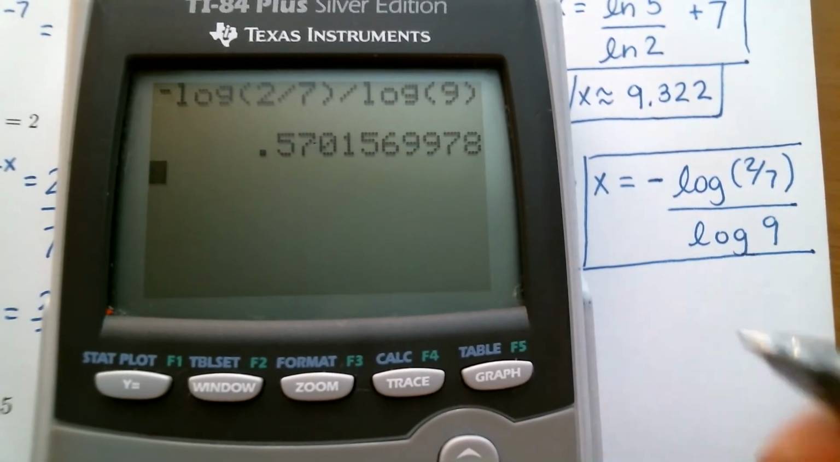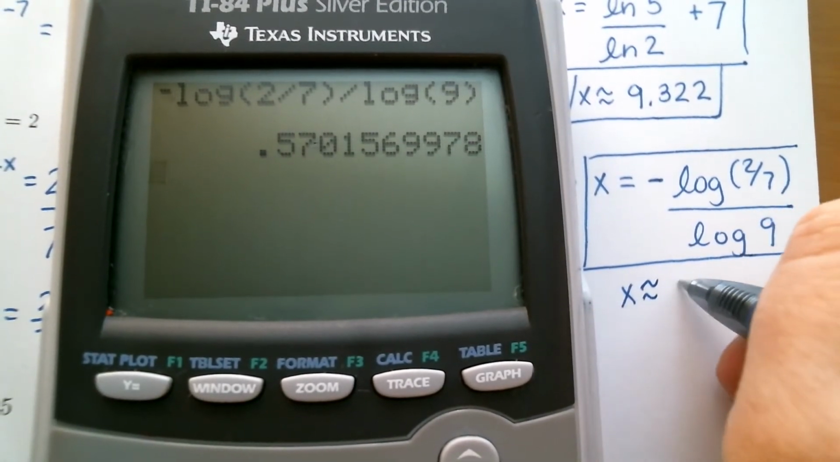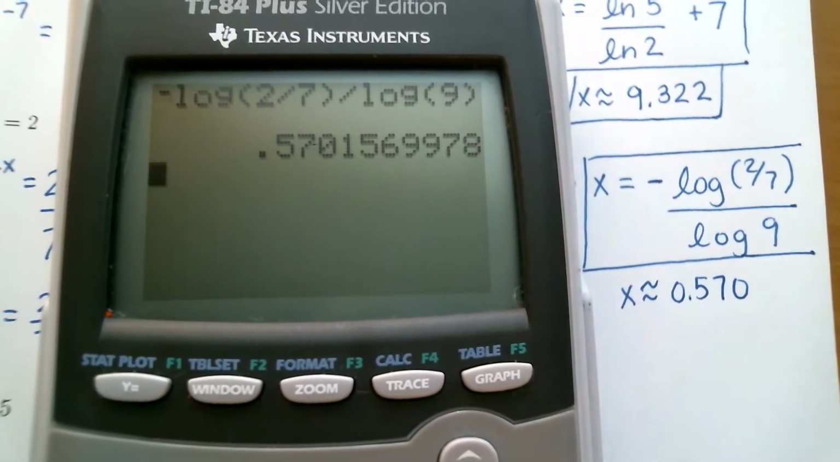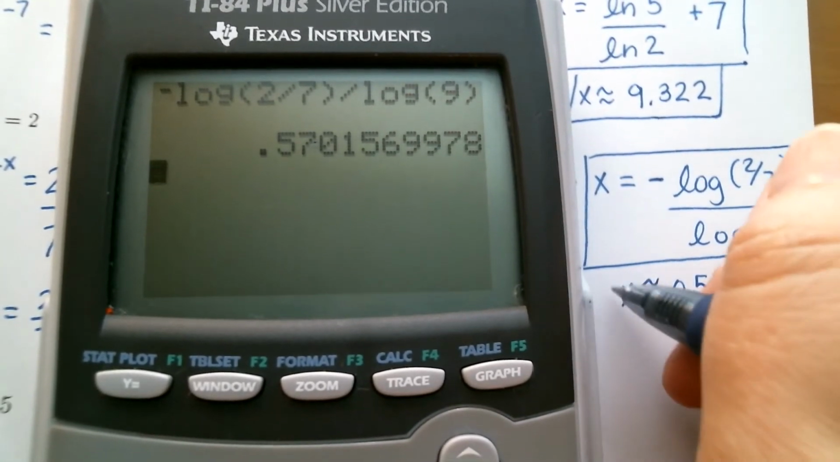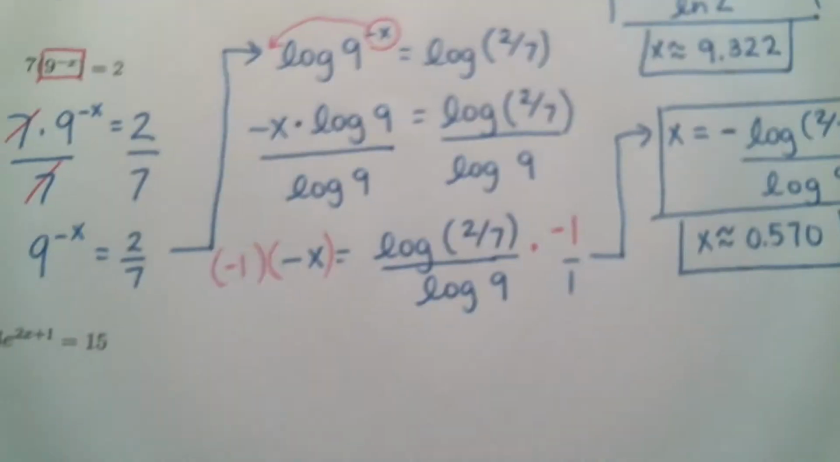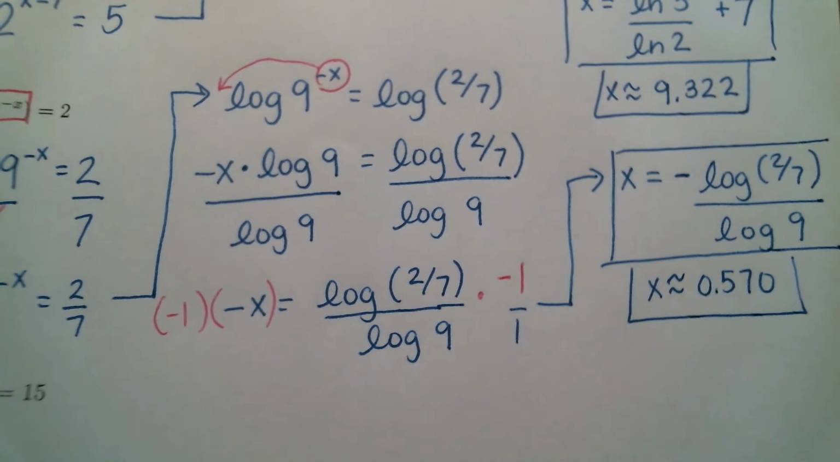Here's your answer. The approximation is going to be 0.570 if I round to 3 decimal places. That's it for that one. So remember, I cannot emphasize enough, you need to isolate the exponential piece before you take the logarithm.